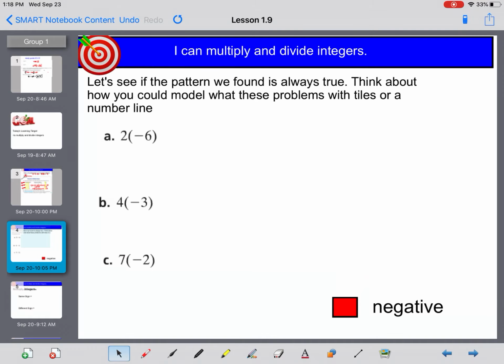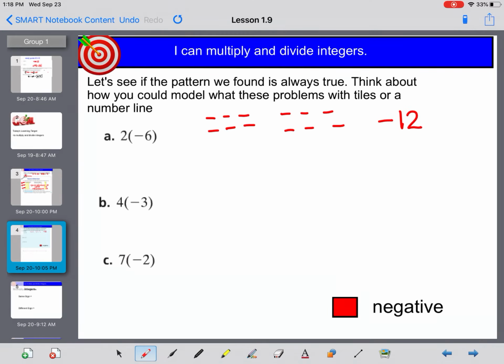Think about how you could model those problems with tiles or in a number line. So with tiles, two sets of -6 would look like this. One set of -6 would look like this. Two sets of -6 with our tiles would look like this. I clearly have 12 negative tiles.